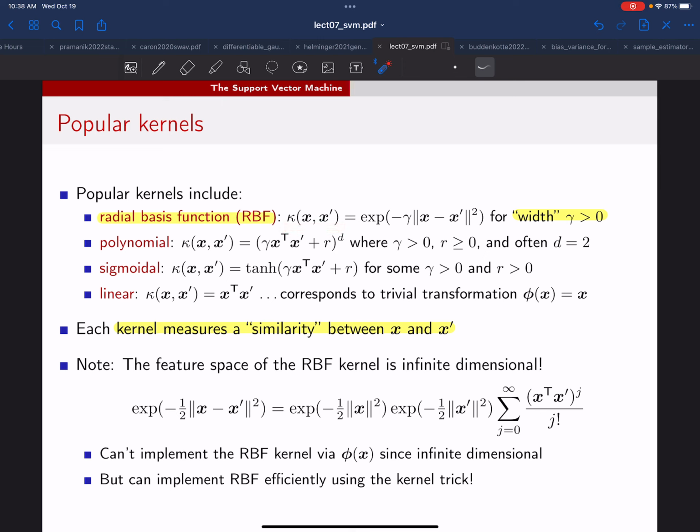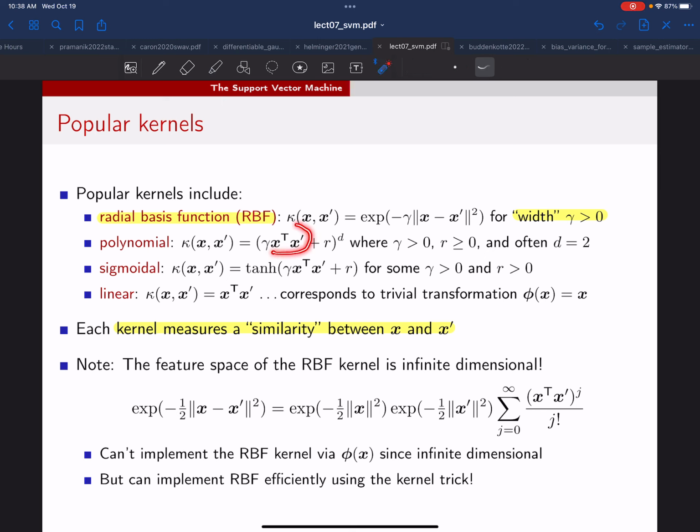However, if these are identical, then the norm goes to 0, e to the 0 is 1, and the largest value that kernel can take is 1. So basically, again, it's just measuring some sort of similarity between x and x prime. That's the most popular one, but there are other ones, too, that are also based on the notion of similarity.